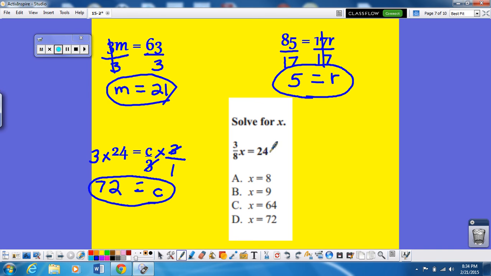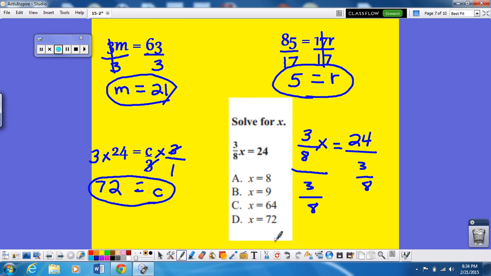You have 3/8 x. Now, while that looks like a division problem, look at the variable. It is a multiplication problem because it's 3/8 times x. So in this problem, we actually are going to have to divide. And we're going to have to divide both sides by 3/8. So this is going to be divided by 3/8, and this is going to be divided by 3/8.